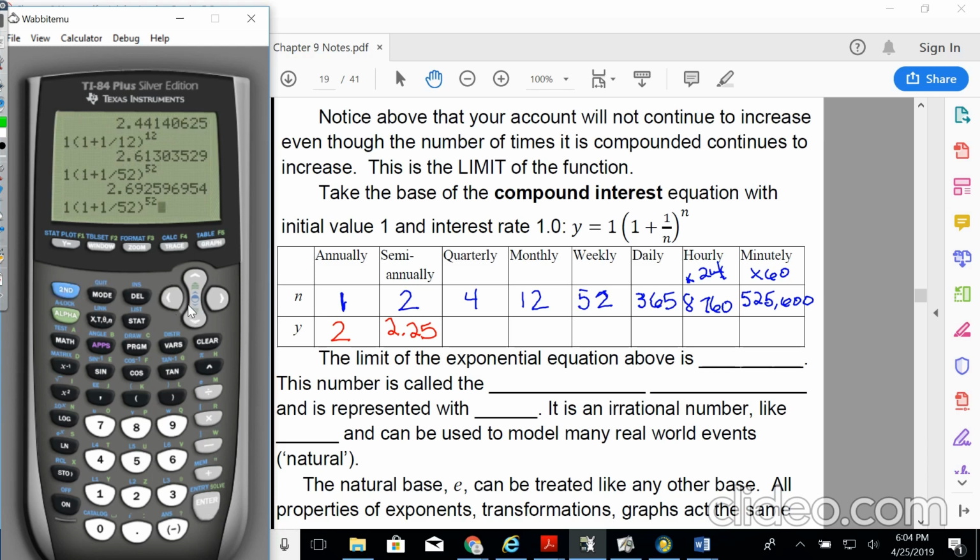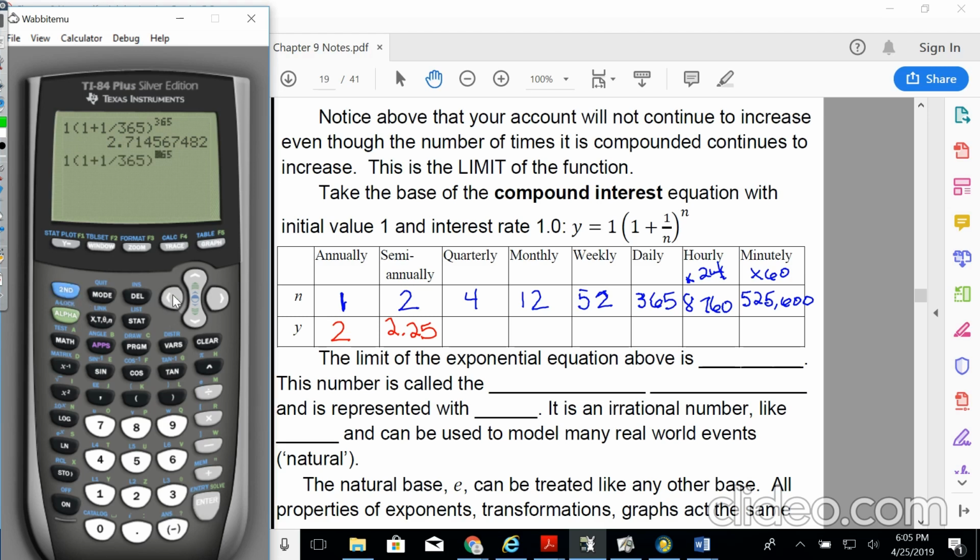And then going to the daily, 365, and over here, 365. Oops, what did I do? Oh, I forgot the parentheses. So 2.7145. Keep it at 3 decimals, so 2.715, you can round it to.